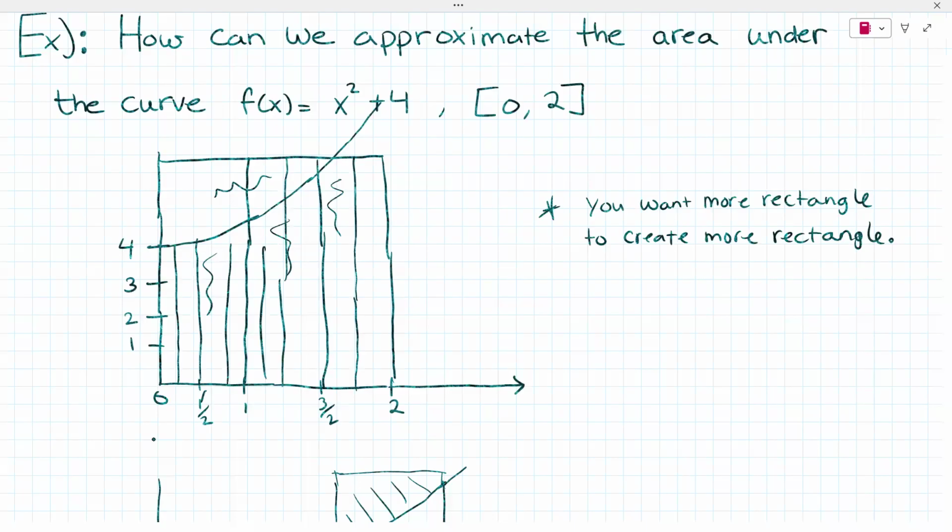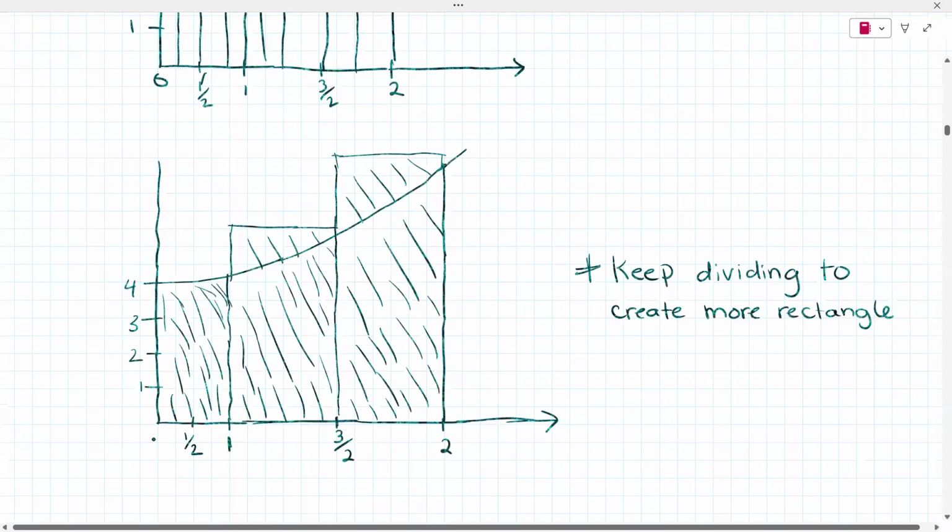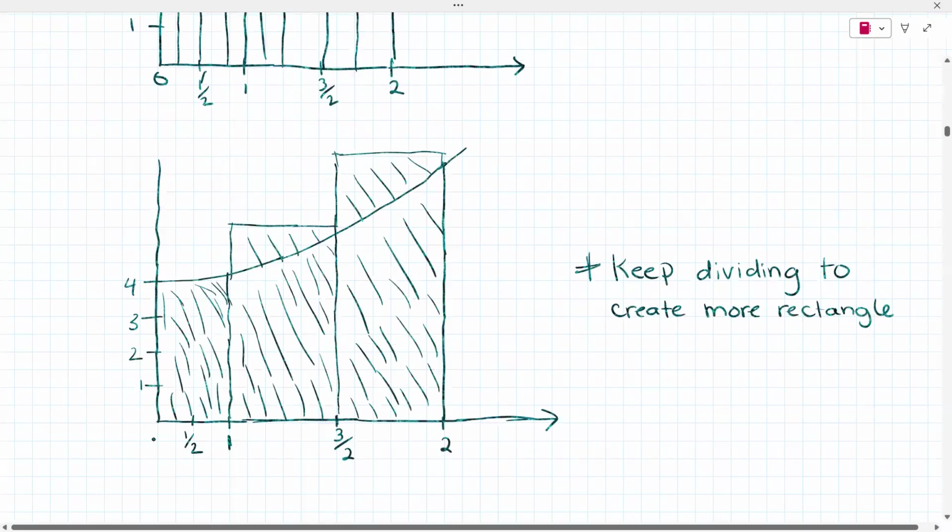So then what we're going to do next is talk about the different methods of estimating under a curve. So Riemann is basically approximating area under a curve. Okay, so yeah, you keep dividing to create more rectangles. More rectangles is good.